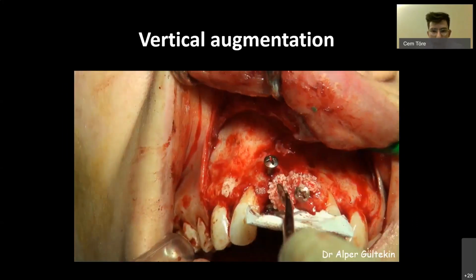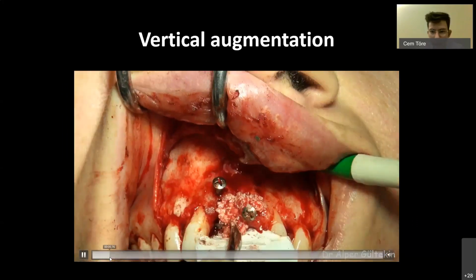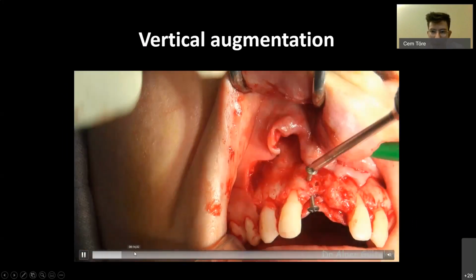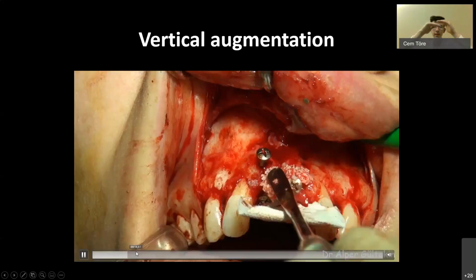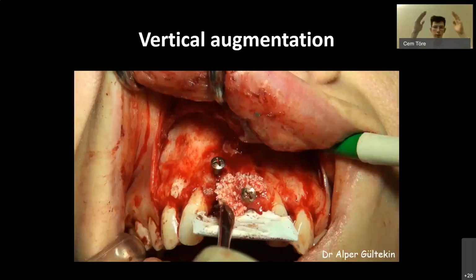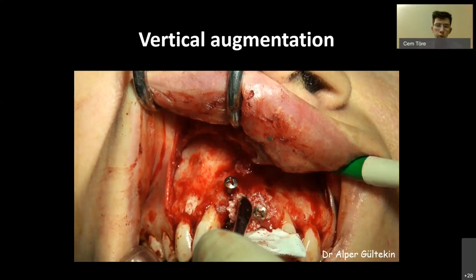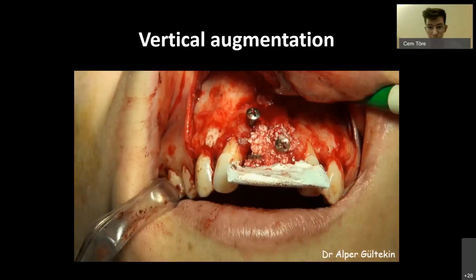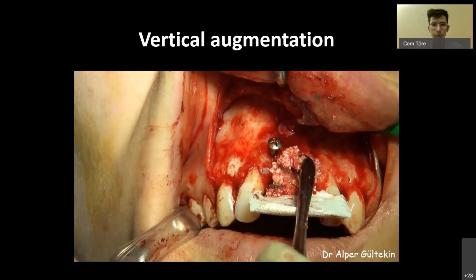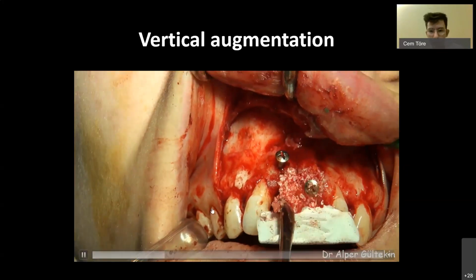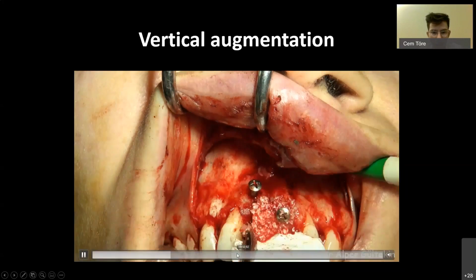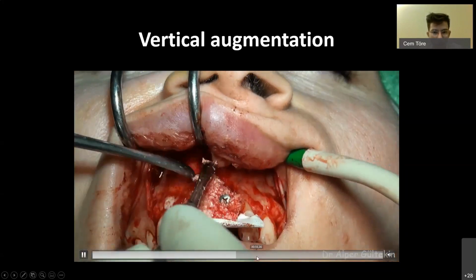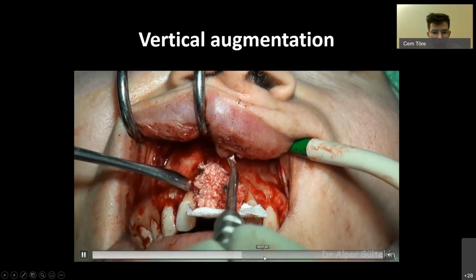We decided to make a combination augmentation. We are placing our tenting screws. These are basically our, let's say, internal frame of the construction. And then we will make our wall, the outer wall of the building. We lay our graft, equal parts xenografts and autografts.